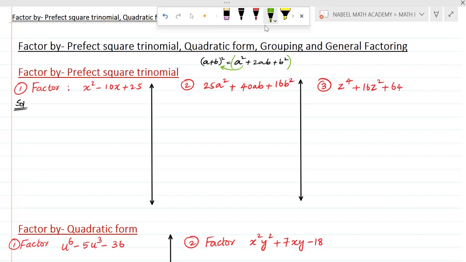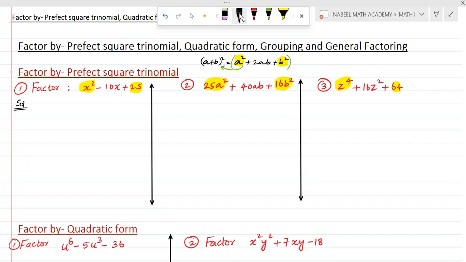So how will you write this part? It's a very easy thing. How will you identify this kind of problem first? The first term and the last term should be square terms. So here it is x square and this is a perfect square term, 25. Similarly, here it is 25a square and here you will get 16b square. And here z power 4, and this is a perfect square.